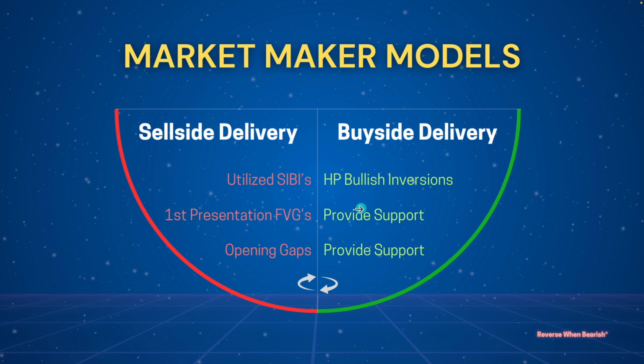So we would look back at the left side of the curve, which flip this would be the buy side. We want to see candles closing below utilized BISIs, below first presentation fair value gaps, below new week opening gap, new day opening gap. Okay, so this is important. And again, we're going to look at examples, but really just to be able to read order flow.